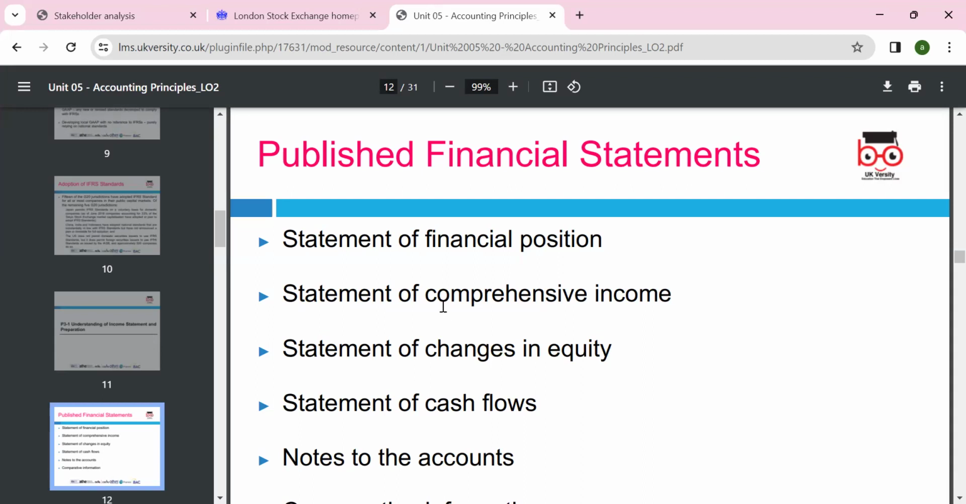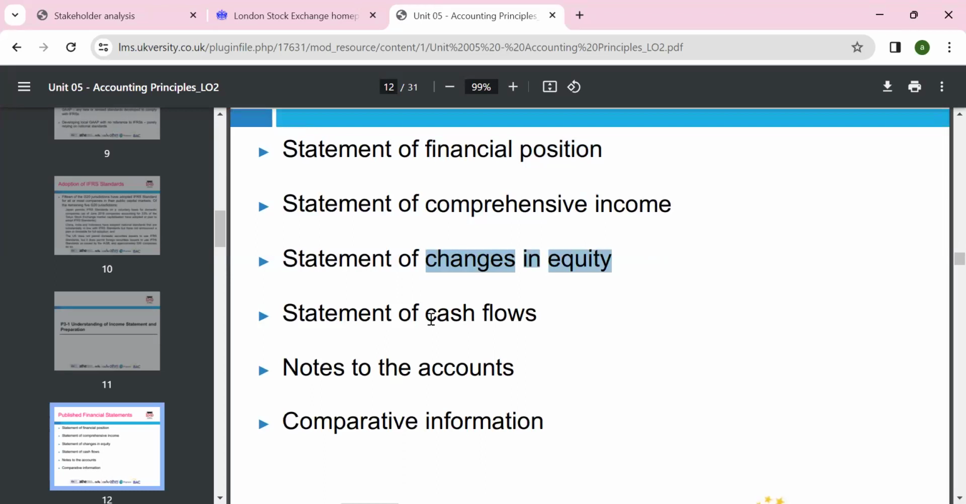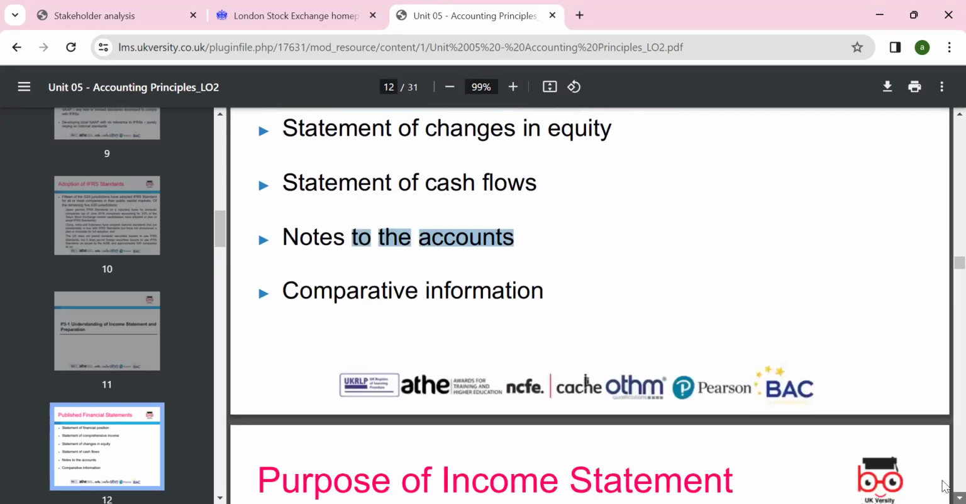The first is the statement of comprehensive income. It shows income and profit or loss, income and expenses. The balance sheet, which is called the statement of financial position, shows assets, liabilities, and capital investment, or what we call equity. Equity means share capital. The statement of changes in equity shows how much dividend we paid and how many shares we issued during the year. Cash flow shows how much money went in and out of the business during the period, and we can find notes on where these came from, and comparative information needs to be included.